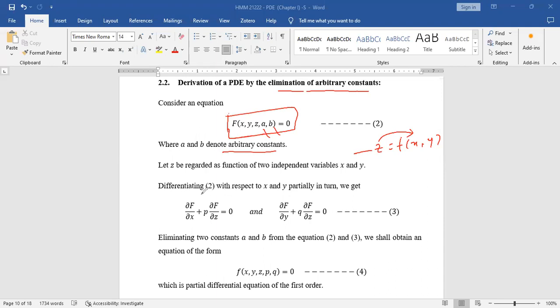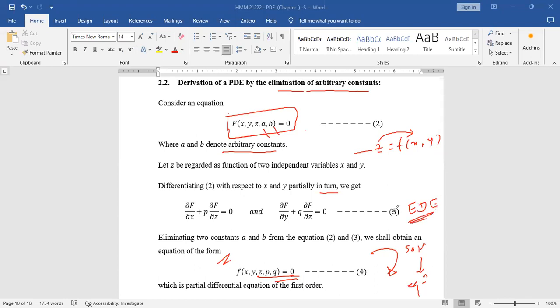Okay. Then differentiating equation 2 partially with respect to x and y, as I told you earlier, we get ∂f/∂x plus p ∂f/∂z is equal to 0. Similarly for y, and these two we take as 3. Then from these two equations, eliminating the two constants a and b from equations 2 and 3, we shall obtain our last equation. So we are coming from the upside down. Using the solution, we are forming the equation, as we did in elementary differential equations.